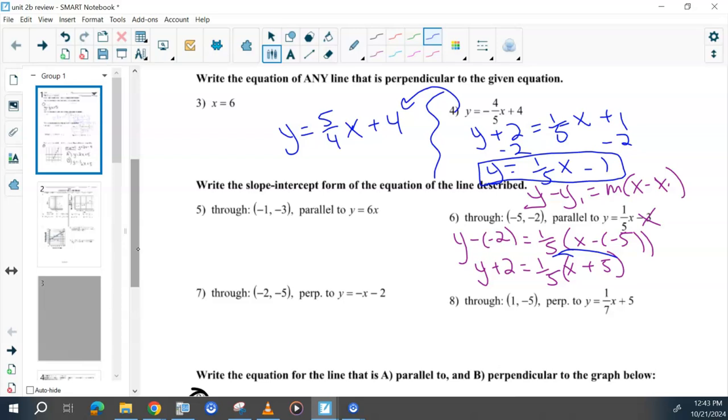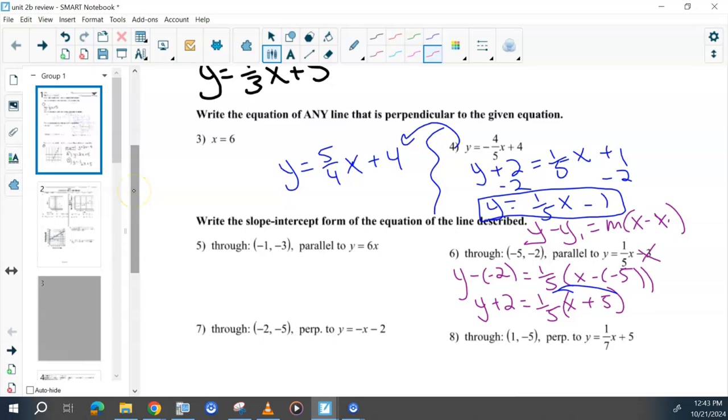And for this number, this one's actually a little bit different. The slope of this is undefined. If it's perpendicular, the opposite of that would be 0. And a line that has a 0 slope is a y equals. So you would pick some number and make a y equals.